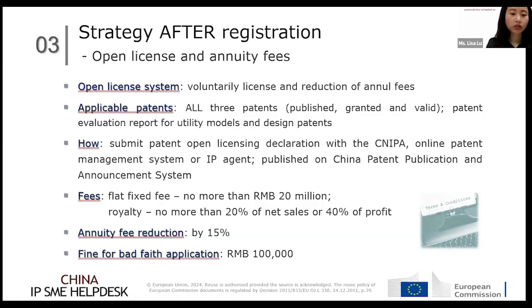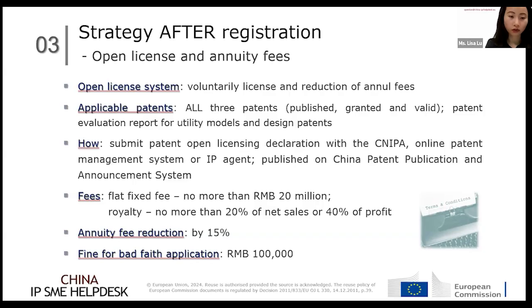So how to apply for it? You need to apply with the CNIPA again. You basically submit this patent open licensing declaration with them. And you can do it on your own, through the online patent management system, or you can hire an IP agent to do that for you. And after the examination, this open license will be published on the CNIPA publication website, and everyone can read about your patent information and your willingness to open license to them.